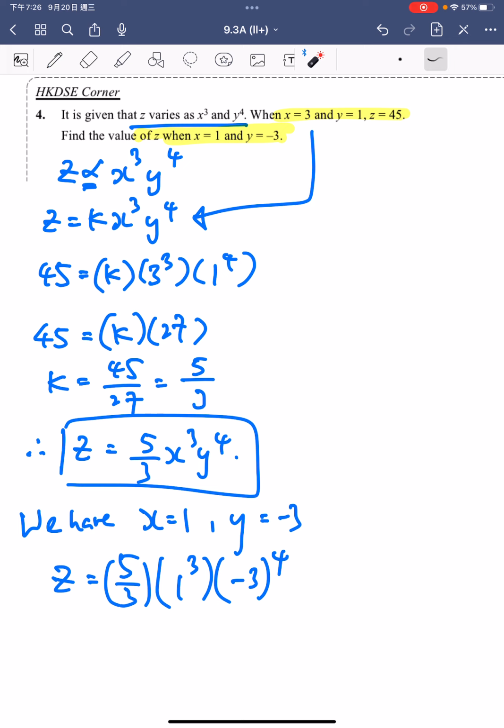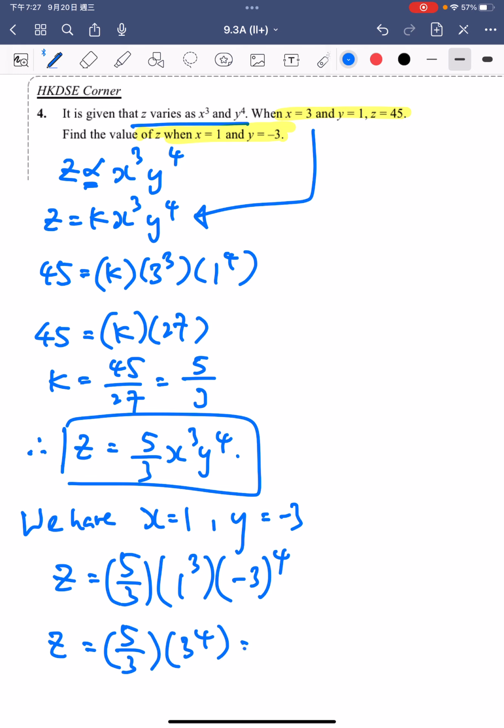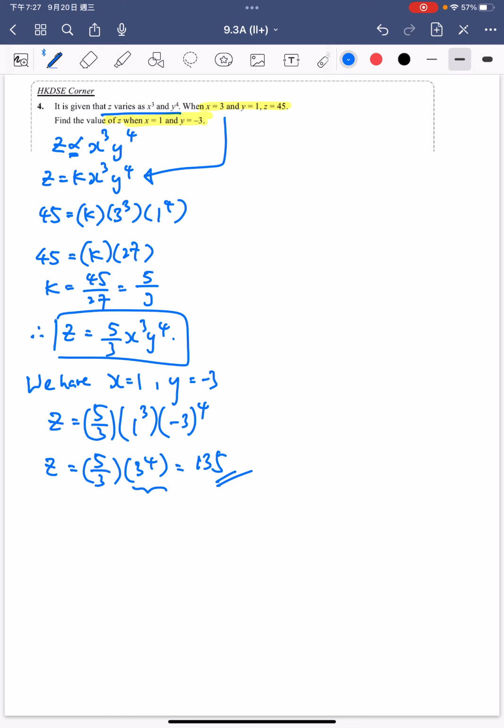So 1 to any power will give you back a 1. So this one can be ignored. We just consider this part. Do you still remember, a negative number to an even power is going to give you a positive number. So z is actually equal to 5/3 times 3 to the power of 4, which gives you 81 for this. So the final answer will equal 135. So that's for question 4.